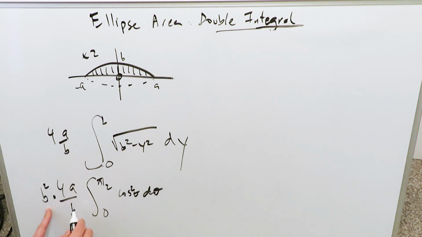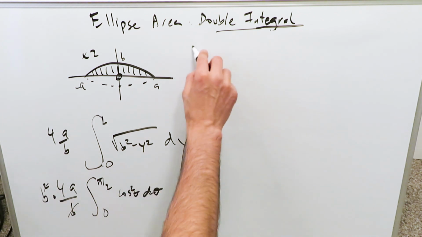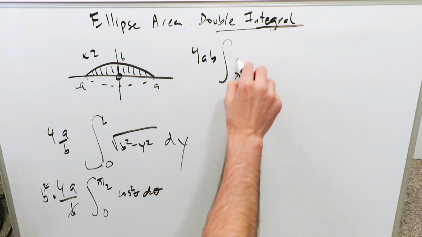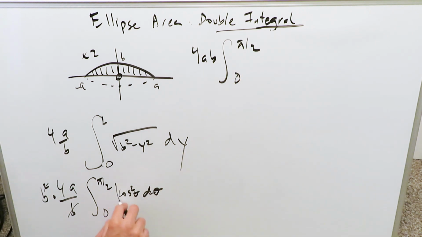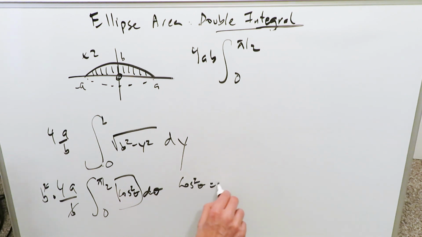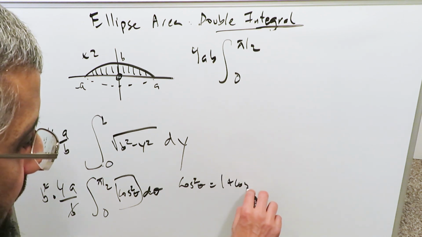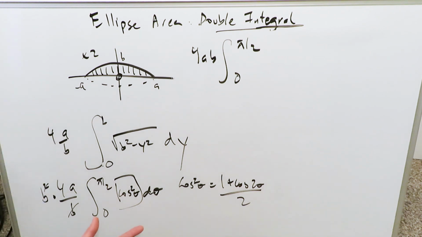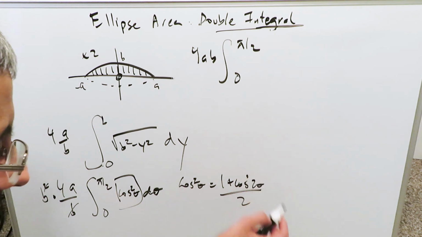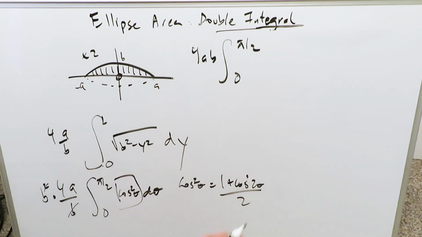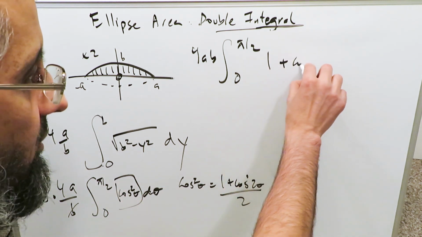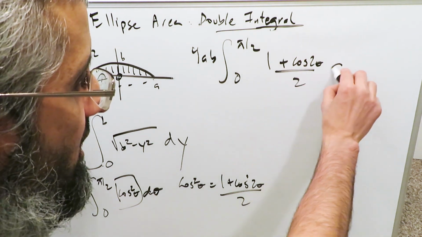I have a b square 4a over b. This b will cancel out with that. I have a 4ab. Then I'm looking at a 0 pi over 2. I have within here a cosine square theta. There's a power reducing identity. Cosine square theta is equal to, it's also called the half angle formula, but better known as power reducing identity. It's 1 plus cosine 2 theta over 2. You're eliminating a power and bringing in a variable which has here an exponent of 1. It's reducing the power, hence a power reducing identity. 1 plus cosine 2 theta over 2 d theta.